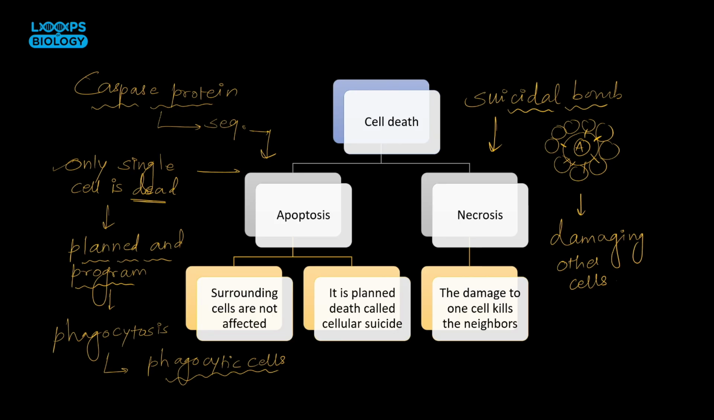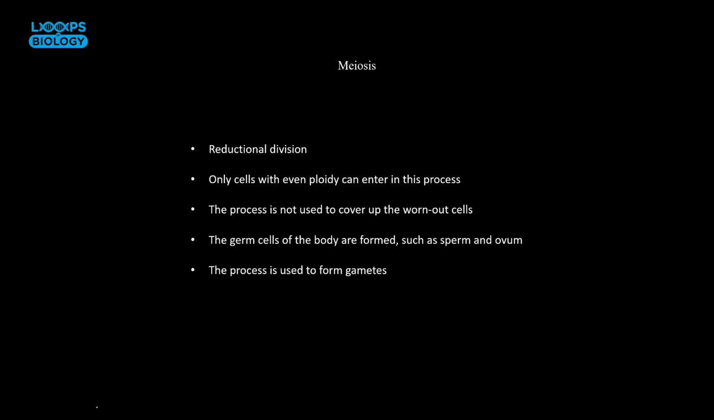Alright. So let's move to the next process of cell division, and this will be our final topic of this chapter. That is nothing but meiosis. Now, meiosis is generally called reductional division. Why did this reductional division name come about?